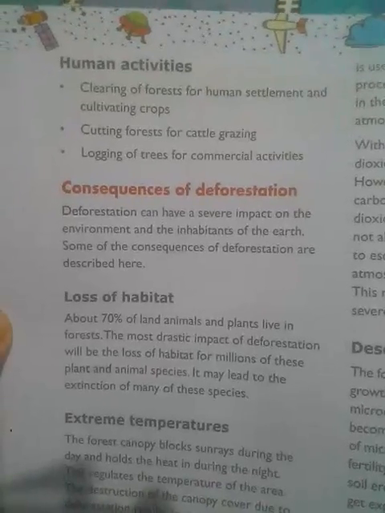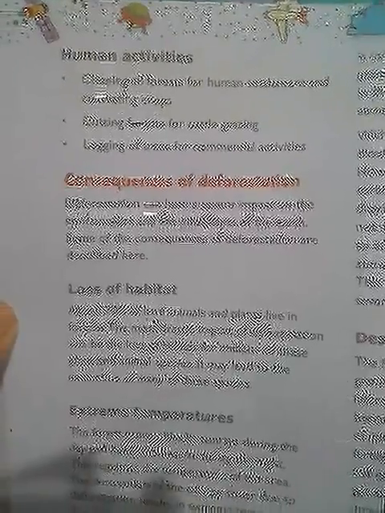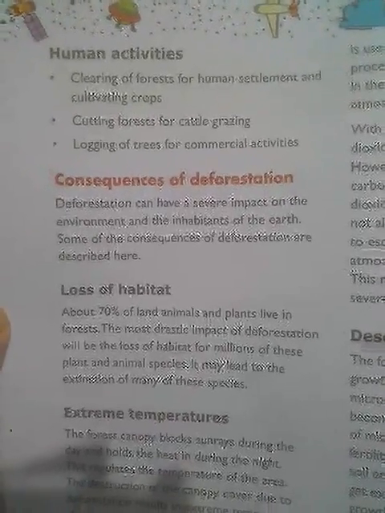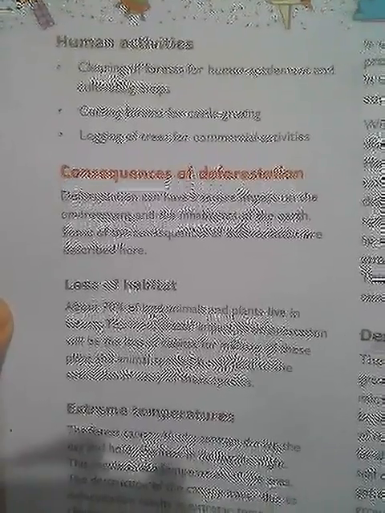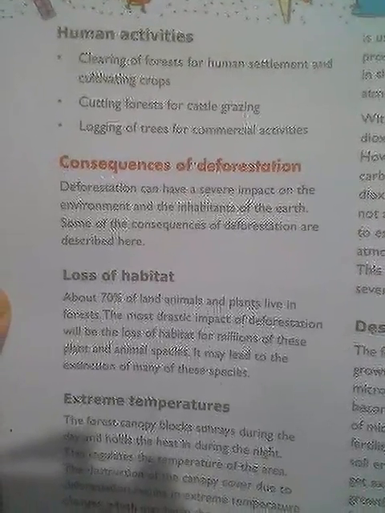These are some of the natural causes, but we also have some human activities which support deforestation: clearing of forest area for settlement and cultivating crops. The population is increasing day by day, and in order to support it, forest areas are usually cleared. Then cutting forest for cattle grazing. Cattle need to be grazed, and in order to do so, some forest areas are cut down. And logging of trees for commercial activities.